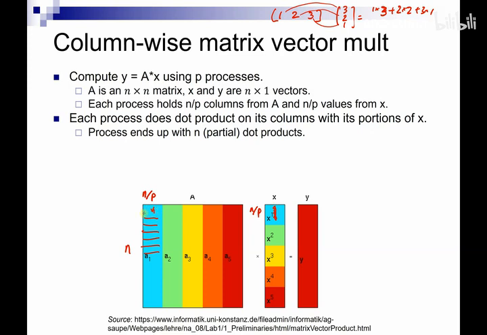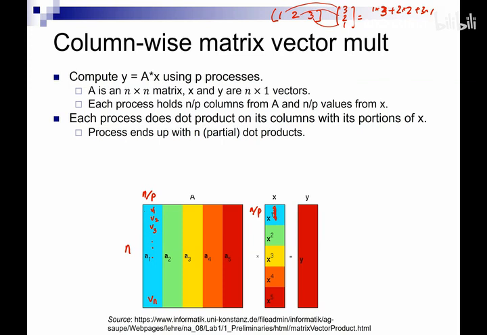And then this first process is going to take the second row and multiply it again. It's going to compute the dot product with this part of x that it's got, and that's going to produce another value, v2. Then it's going to take the third row and dot product with these values of x, producing v3 and so on. So in the end, the first process is going to end up with n different values.